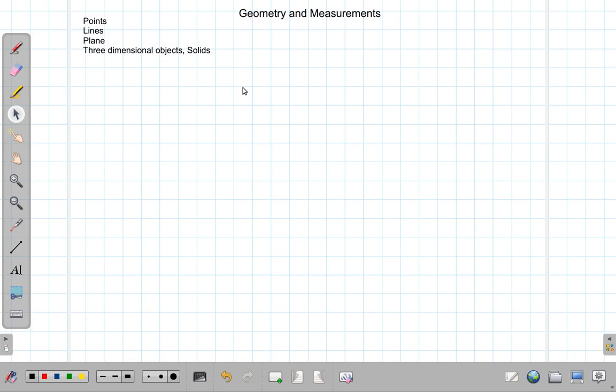We're going to look at a few concepts on the geometry and measurement. First, the point. What is a point?